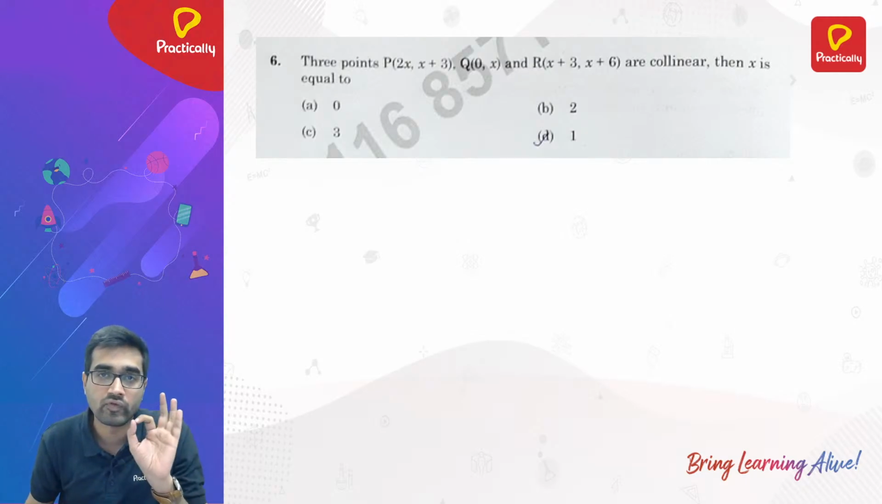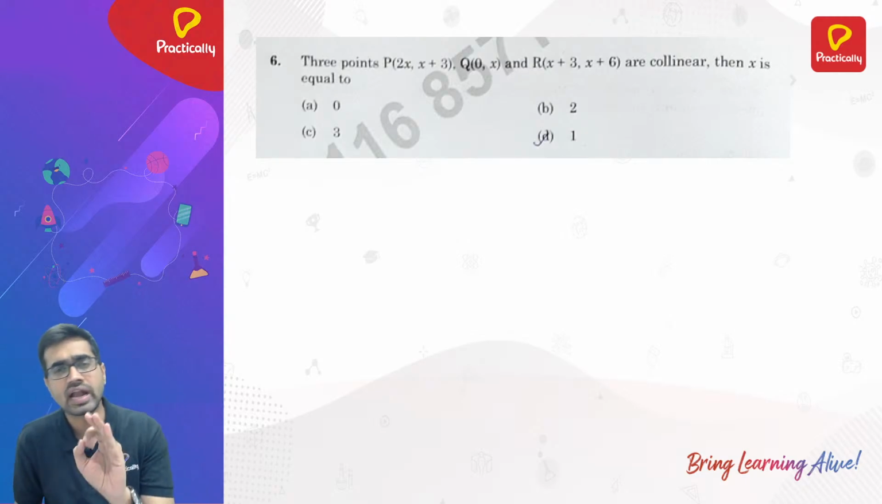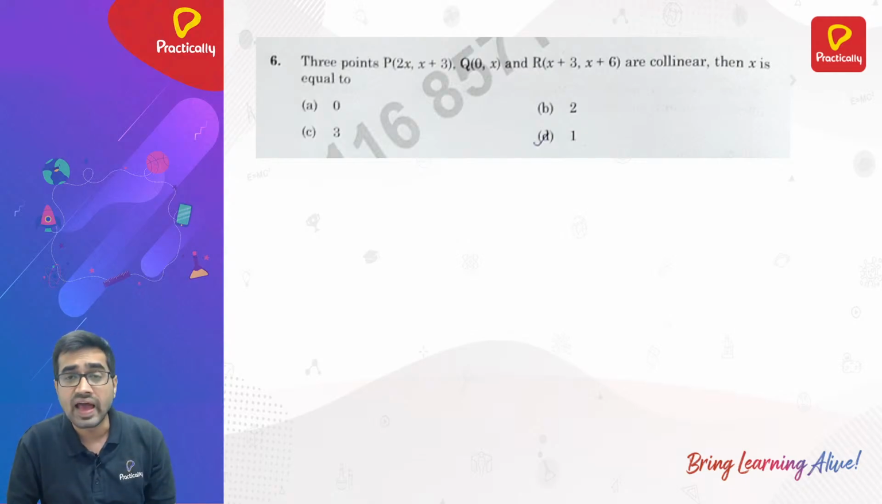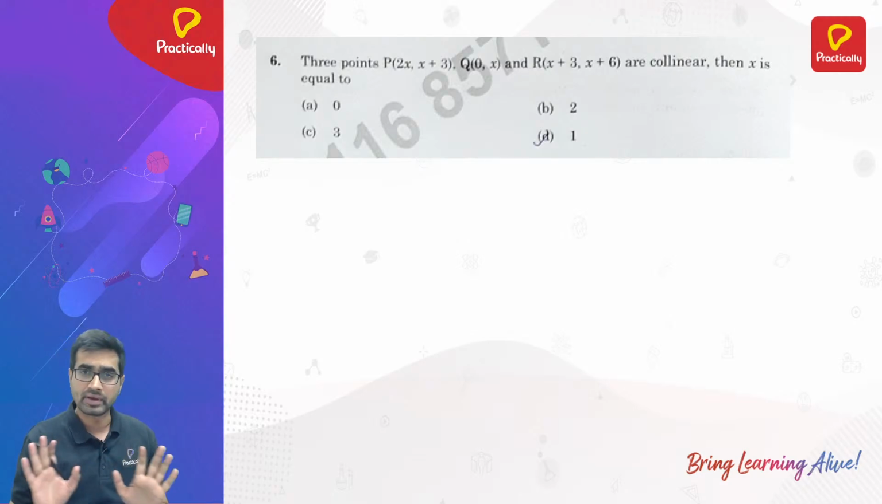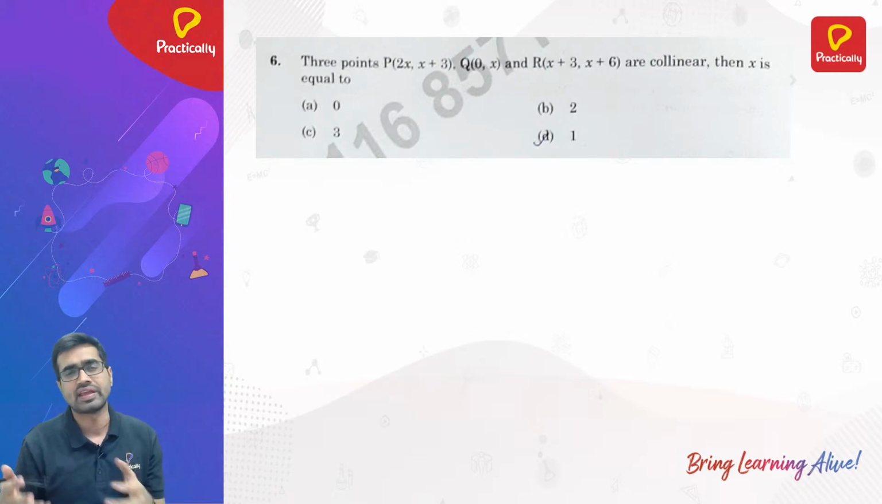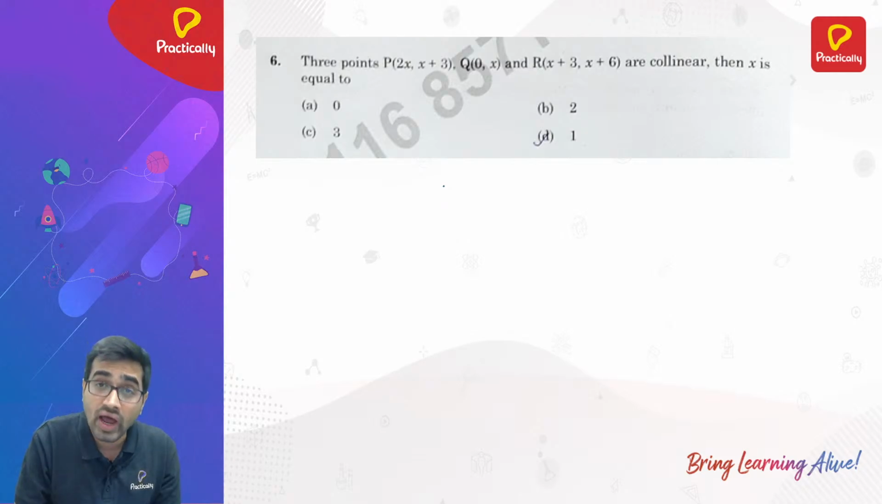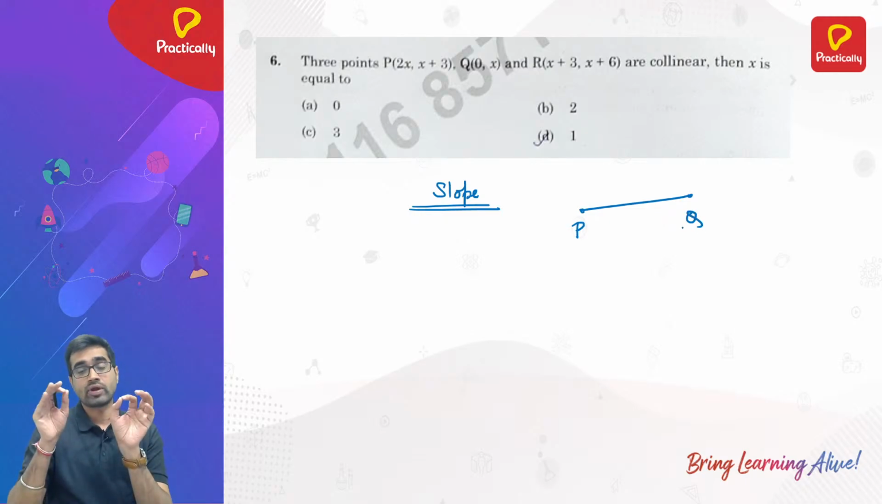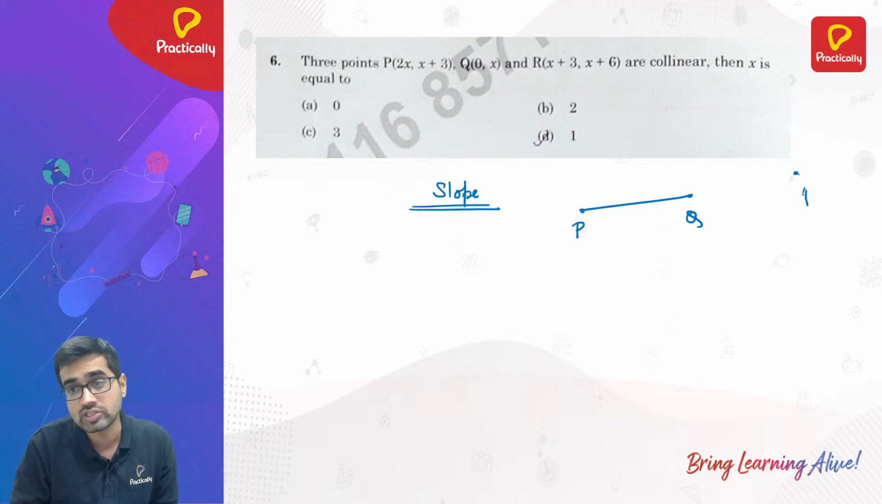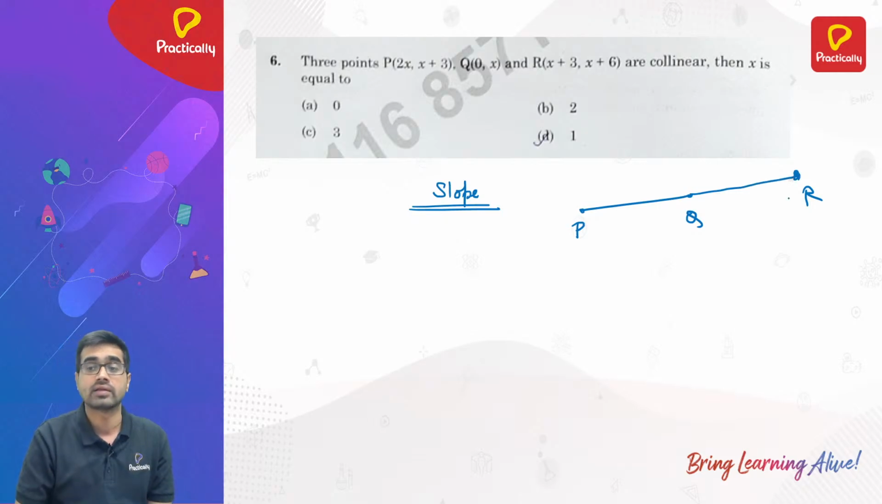Just remember one very simple case. What's that one simple case? That P, Q and R are collinear. You don't need to do the determinant method or area 0. Don't do area 0. You are in class 12, do slope equality. The slope of the line joining point P and Q will be the same as the slope of the line joining Q and R. Correct? The slope will be the same.